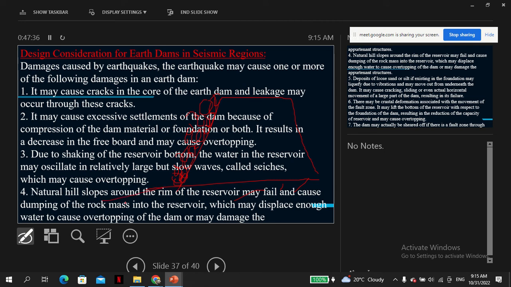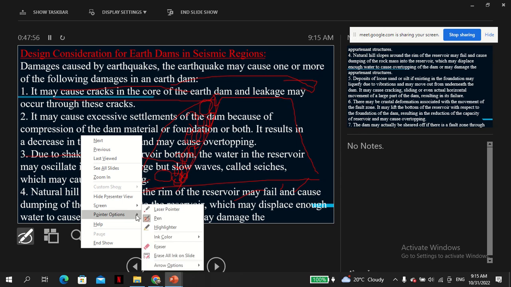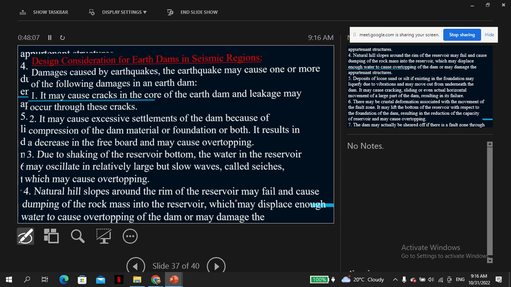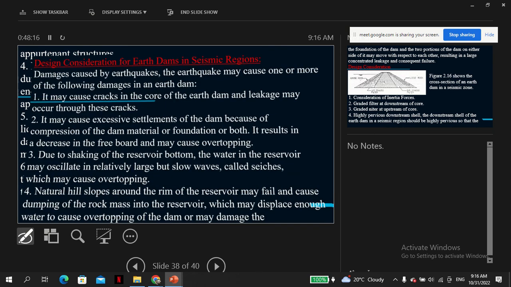You could have seen this, I think, in Masinga. So when an earthquake happens, this material, and there is water here, this material might collapse, and then when it comes here, it will displace water. When it displaces the water, it might overtop, and that's what you don't need. So you need to make sure of the stability, and of course that instability has something to do with the slope and the strength of the structure. So natural hill slopes around the rim of the reservoir may fall. I think that's repeated.